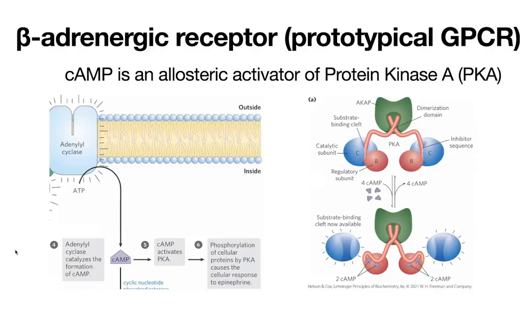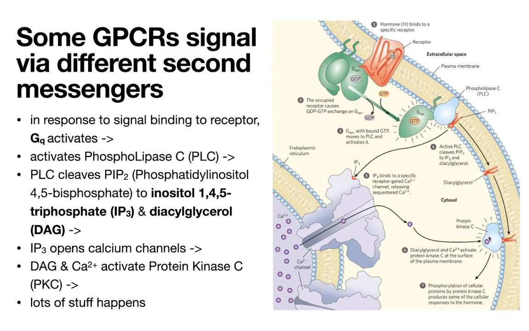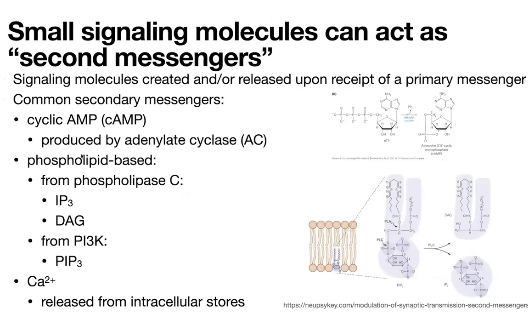Adenylyl cyclase is then able to produce cyclic AMP, our second messenger, which can then go activate things like protein kinase A, which can activate other things. Alternatively, it can go in and activate phospholipase C, which is basically going to lead to the production of IP3 and DAG, which are then going to act through a different pathway.